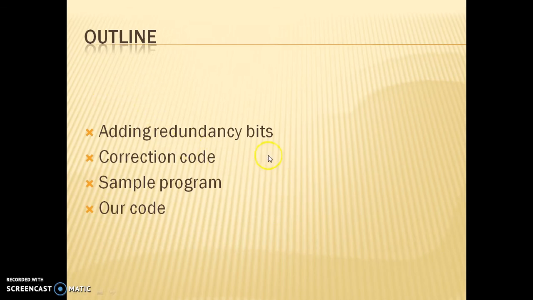This is the outline of the experiment. Firstly, we'll see how to calculate the number of redundancy bits to be added. Then we will go to how to place the redundancy bits in the code. And after that, we'll see the sample code given by NetSim. Then we'll write our own code which produces the same output.